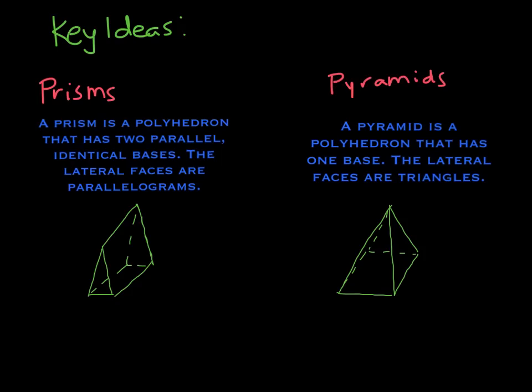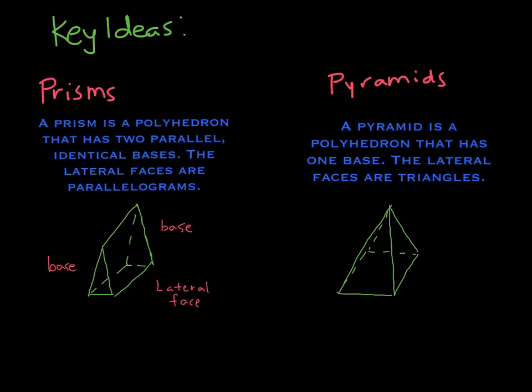Okay, the key ideas. I know I got a lot here, so start writing it down as I go. We're going to start over here with prisms, okay? So a prism is a polyhedron that has 2 parallel identical bases, and the lateral faces are parallelograms. Basically, let me show you what I'm talking about here and point out a couple things.